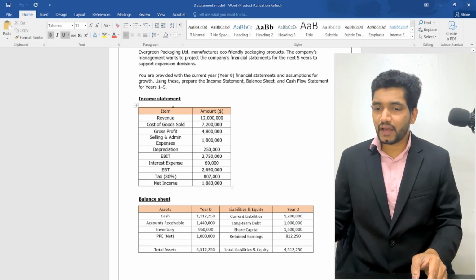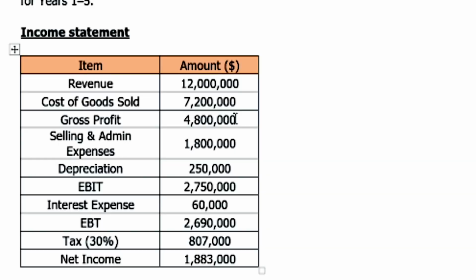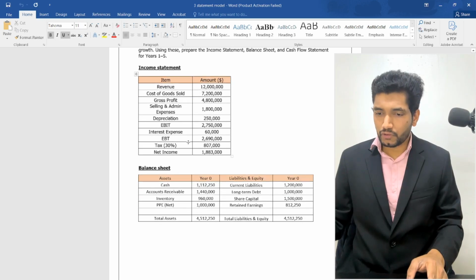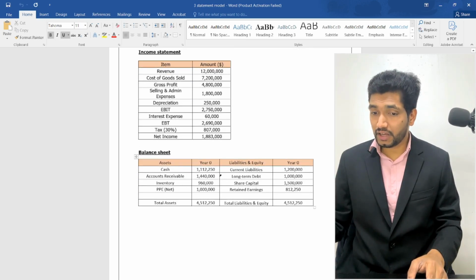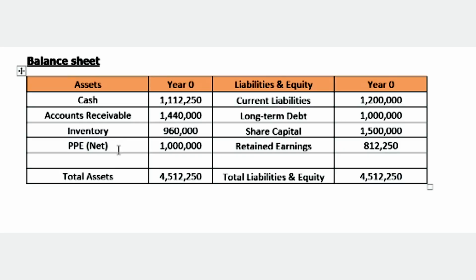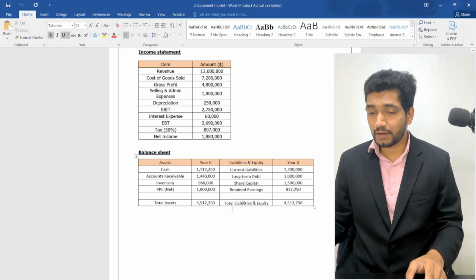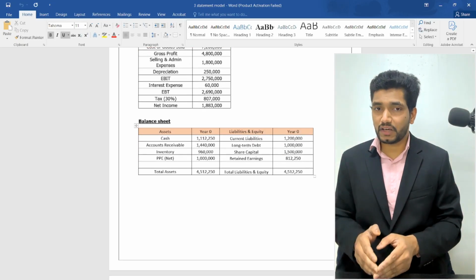You are already provided the income statement for year 0, that is the base year. You can see the income statement: revenue, cost of goods sold, gross profit, other expenses, EBIT, interest expenses, EBT, tax, and net income. So this is the income statement for the base year. When it comes to the balance sheet, you can see the same thing: cash, assets, cash, accounts receivable, inventory, and property, plant, and equipment. Let's come to liabilities and equity: current liabilities, long-term debt, share capital, retained earnings, total liabilities and equity. So the base year balance sheet is also given.